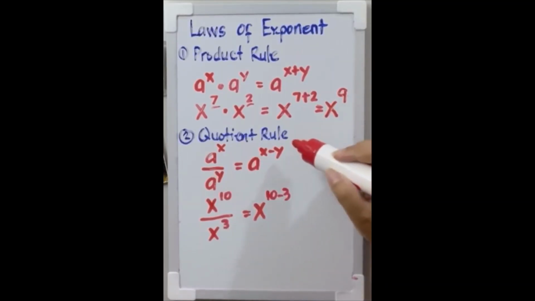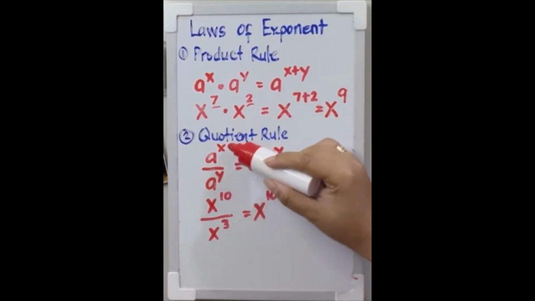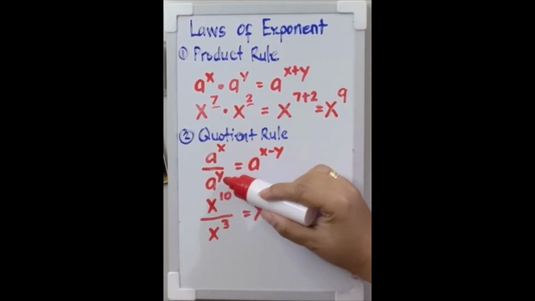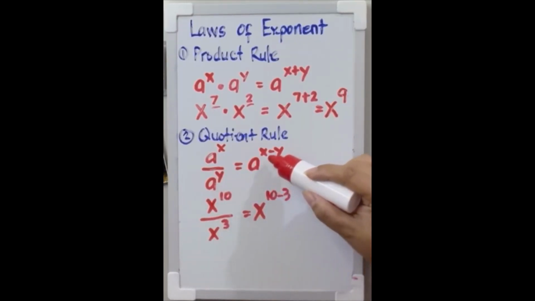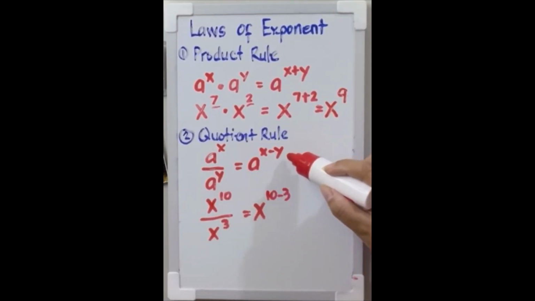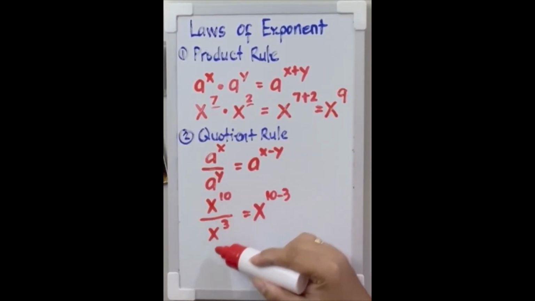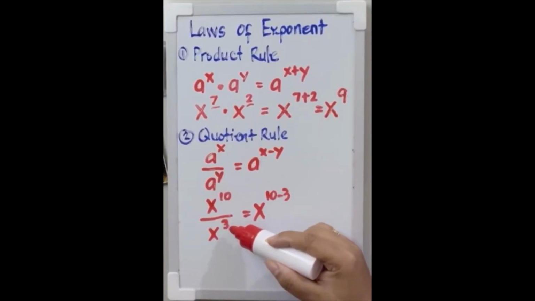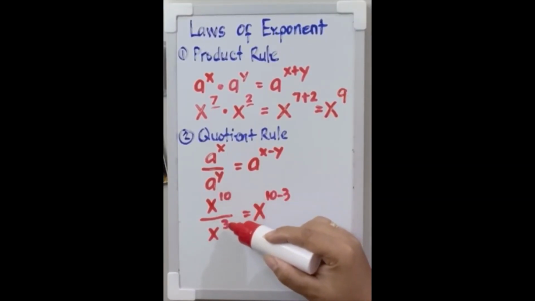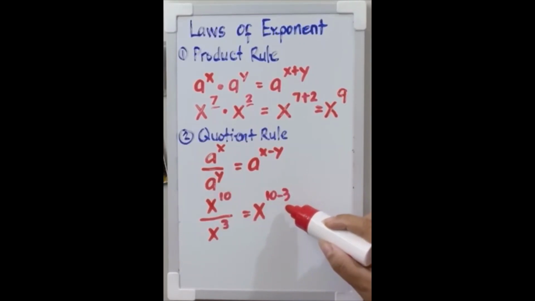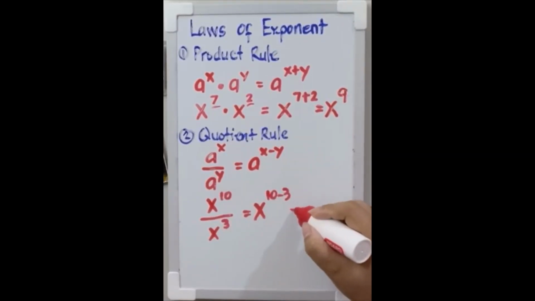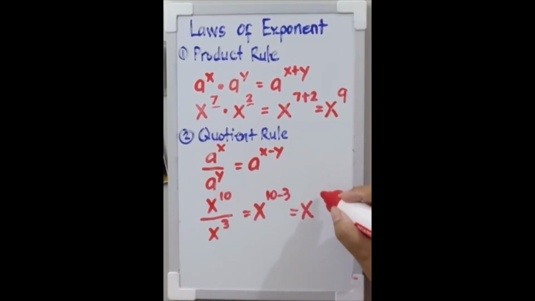Now second is the quotient rule. We have a raised to x all over a raised to y equals a raised to x minus y. So we're going to subtract the exponents. Example, we have x raised to 10 all over x raised to 3. The exponents are 10 and 3, so we're going to subtract that. So we have here x raised to 10 minus 3, and this gives us x raised to 7.